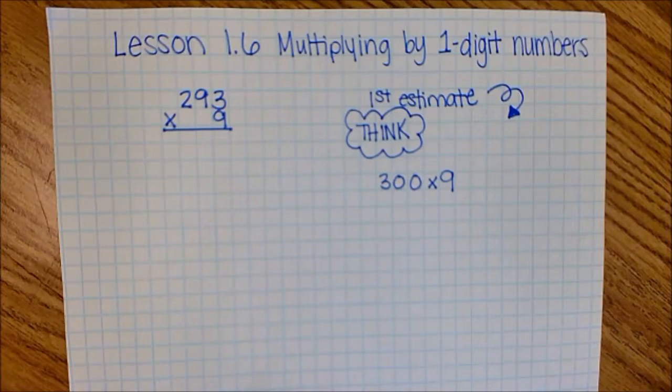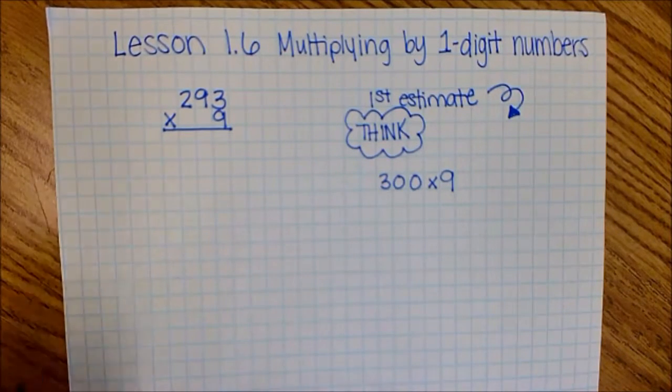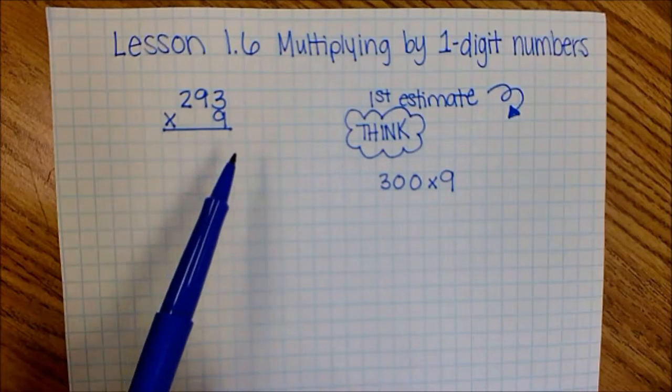Alright, so for lesson 6 of chapter 1, we focused on multiplying by one-digit numbers. So I have an easy example problem here that I want to start off with. So my problem is 293 times 9.